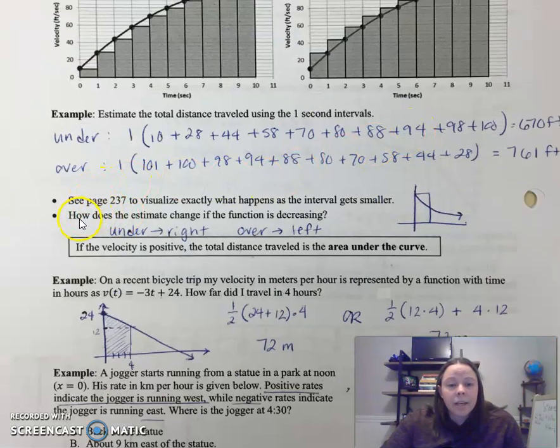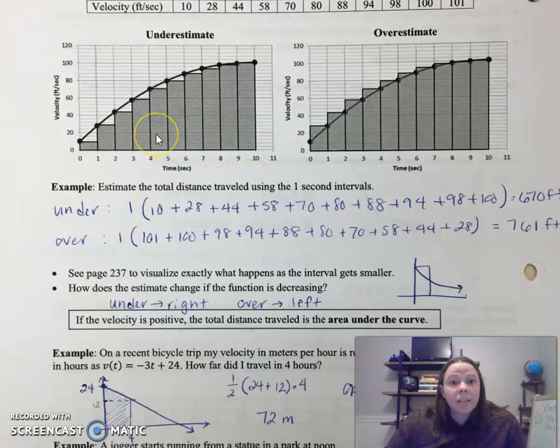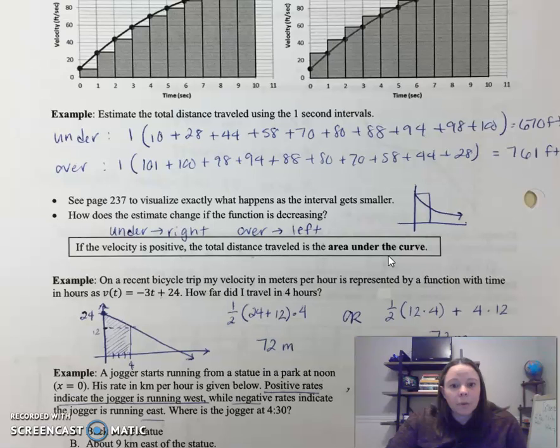Right? Now, eventually, if you keep adding more and more rectangles, the better estimate you're going to get, and that's the idea. So that's what it's saying on page 236. Visualize exactly what happens as the intervals get smaller and smaller. Okay. All right, so if the velocity is positive, the total distance traveled is the area under the curve. So we've already kind of discovered that.